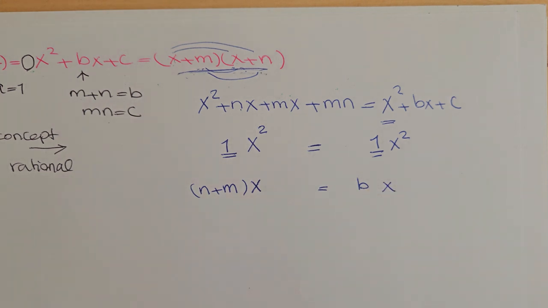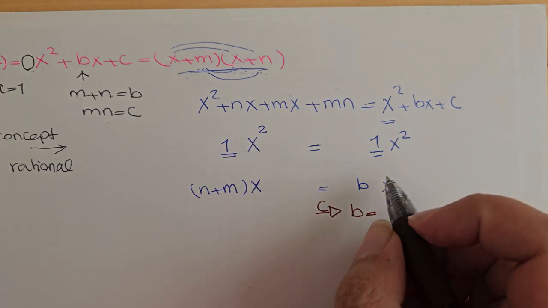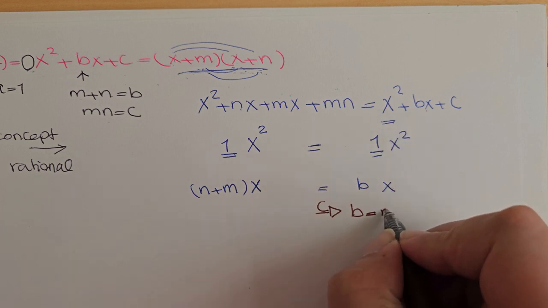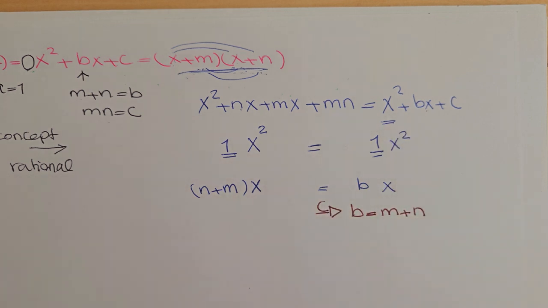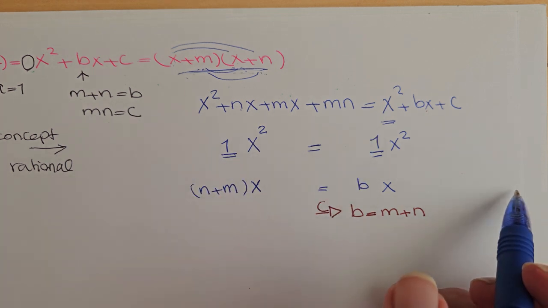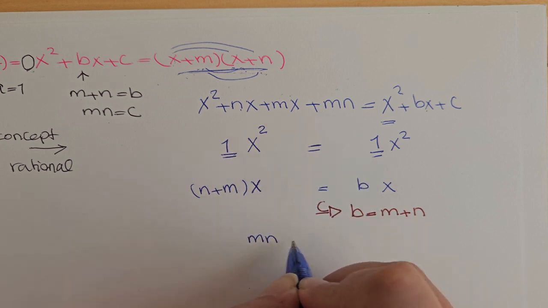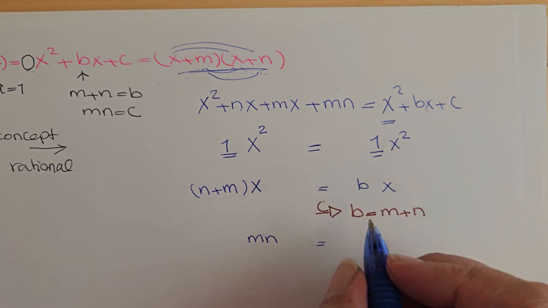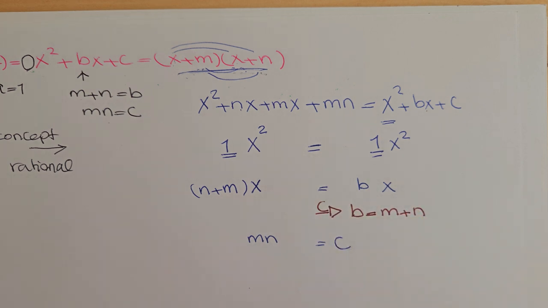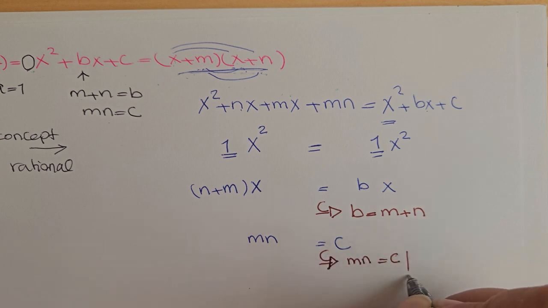Okay, and from here I can just come to the conclusion that b, which is the coefficient of x, should be equal to m plus n. Now let's compare the constant at both sides of the equal sign. Here our constant is m multiplied by n, and on this side our constant is c. So again, I come to the conclusion that m multiplied by n must be equal to c.